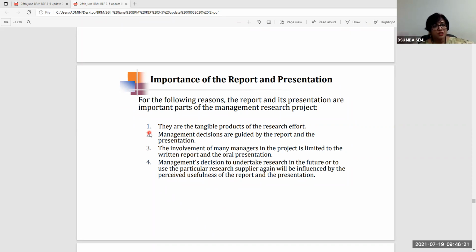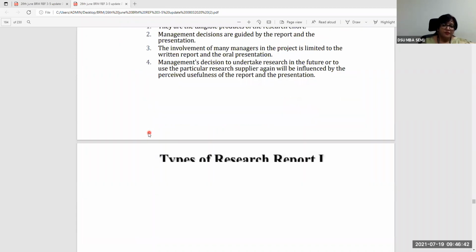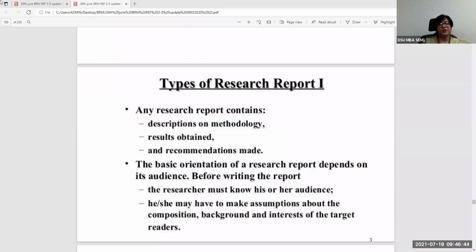And if the decision guided by the research report also yields good results, it would be a kind of feedback loop. That is, the researcher or the research team will be called back, or will always be relied upon to do the management research time and again, to feed valuable information into the loop for decision making.